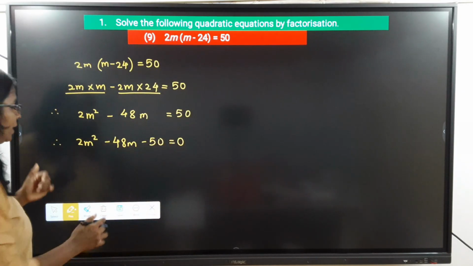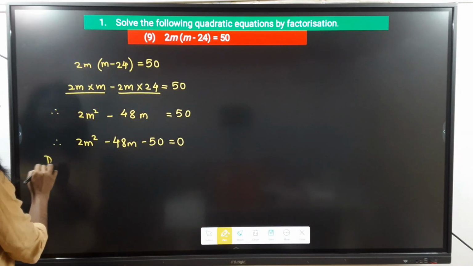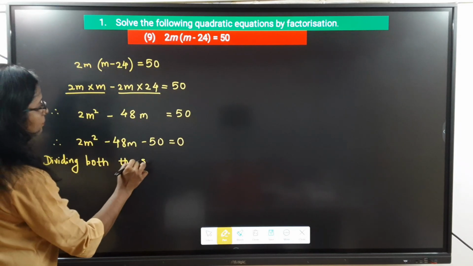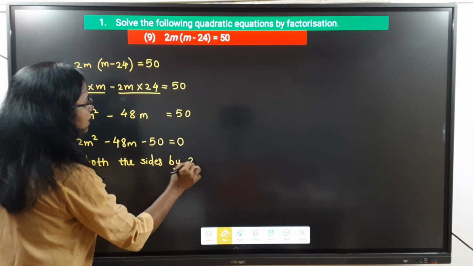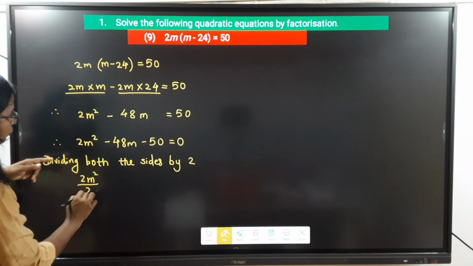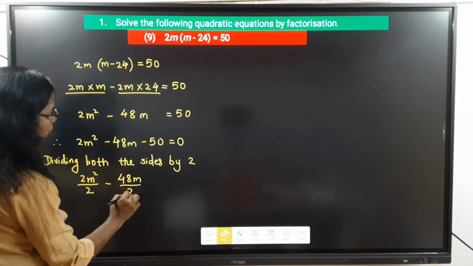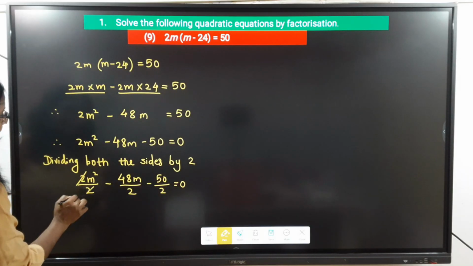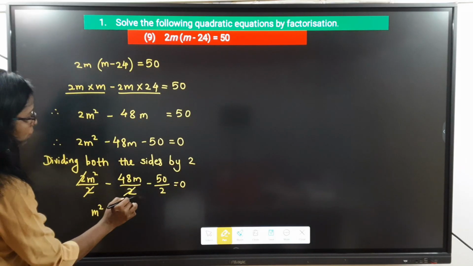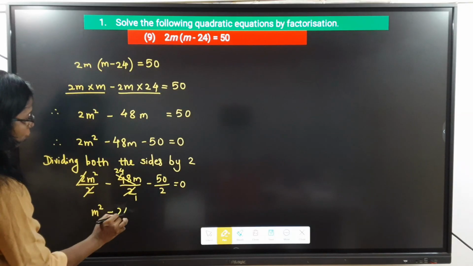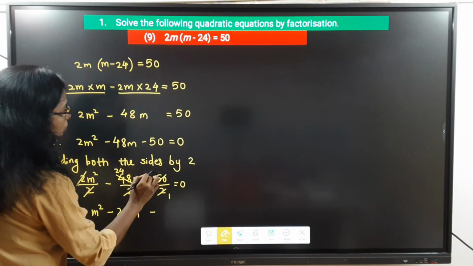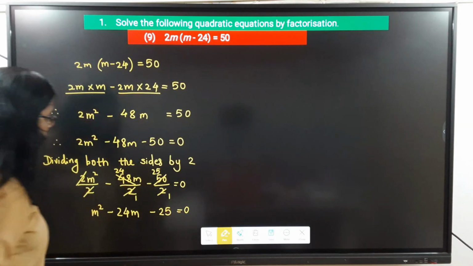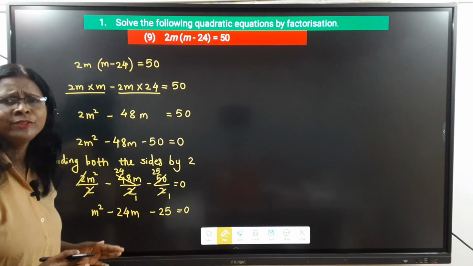So now that further we simplify this. So we are dividing both the sides by 2. So 2n square upon 2 minus 48n upon 2 minus 50 upon 2 is equal to 0. Therefore, cancellation, 2 gets cancelled. So n square minus, 2 ones are 2 and here 24, so minus 24n, and minus, 2 ones are 2, here 25, so minus 25 is equal to 0. Therefore, this is the simplified quadratic equation.